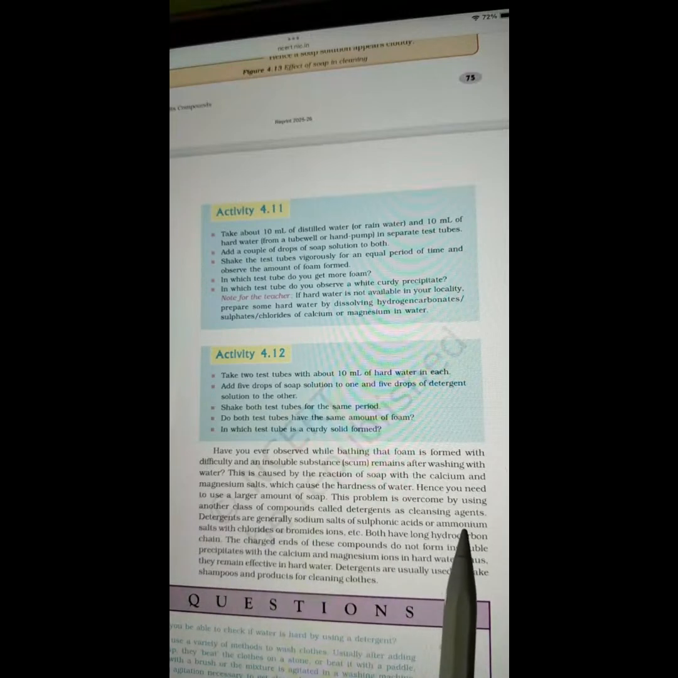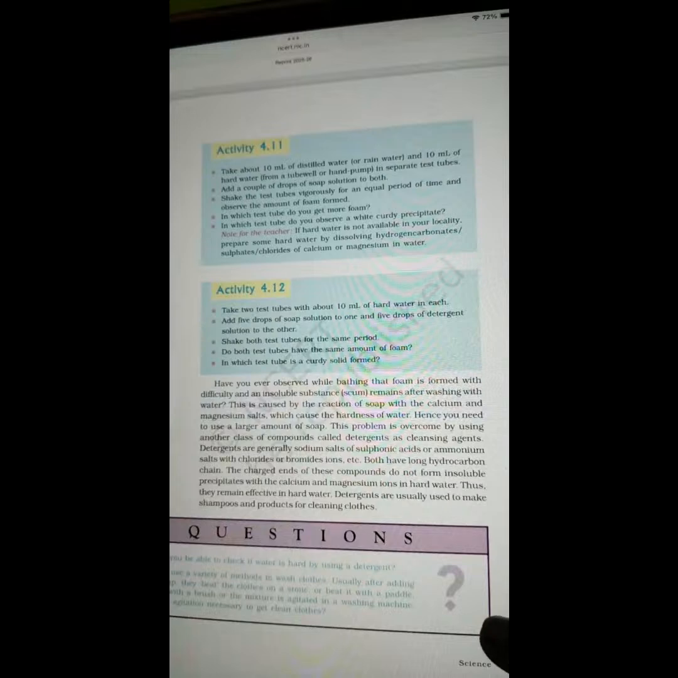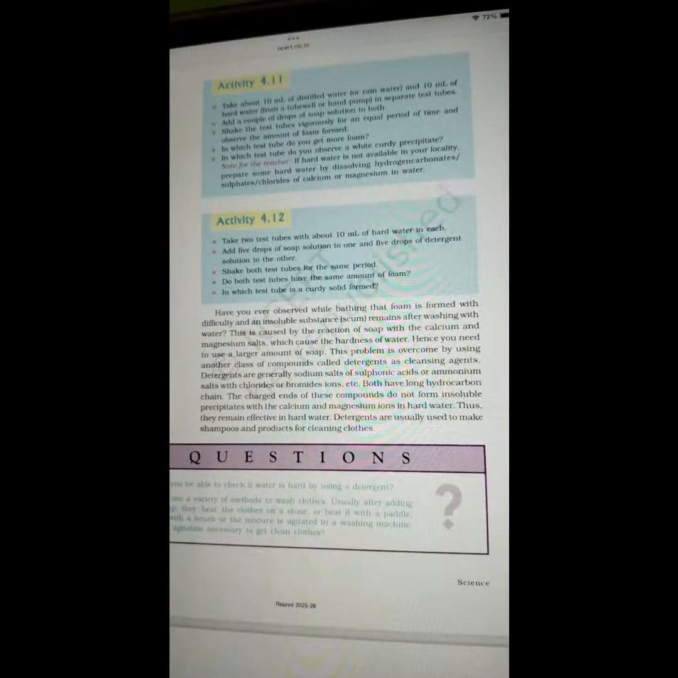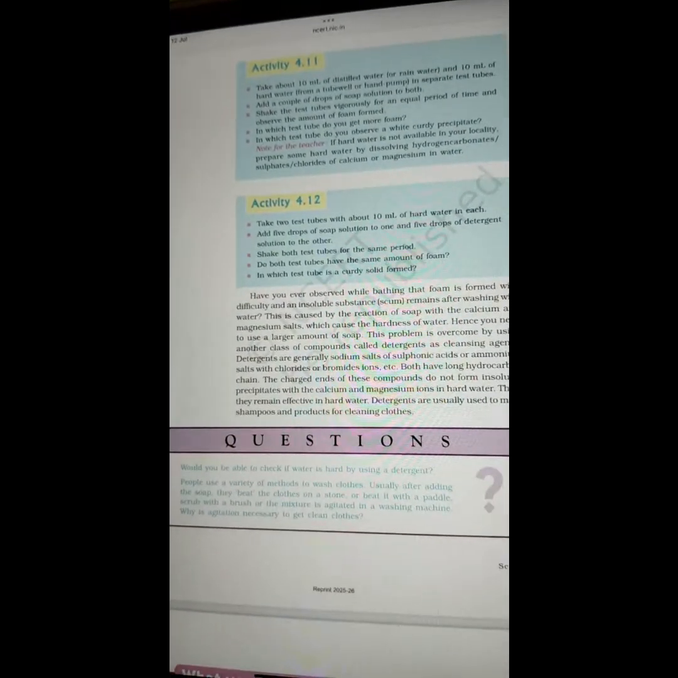This problem is overcome by using another class of compounds called detergents or cleansing agents. Detergents are generally sodium salts of sulfonic acids or ammonium salts with chlorides or bromide ions, etc., but have long hydrocarbon chains. The charged ends of these compounds do not form insoluble precipitates with the calcium and magnesium ions in hard water. Thus, they remain effective in hard water. Detergents are usually used to make shampoos and products for cleaning clothes.